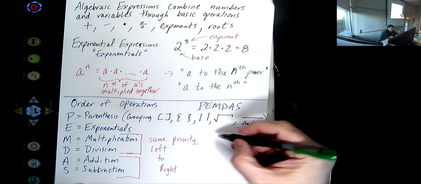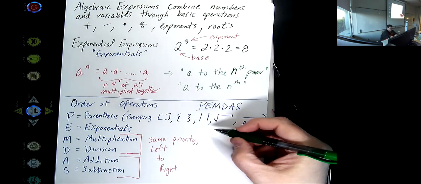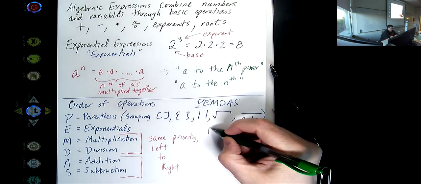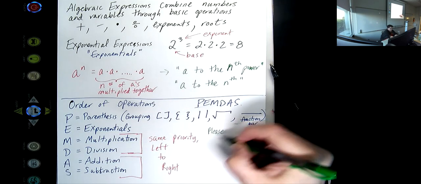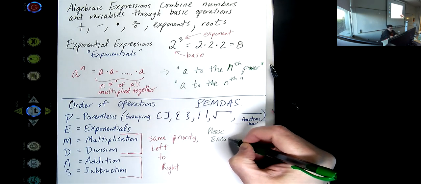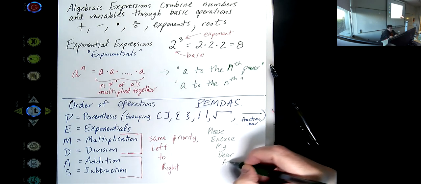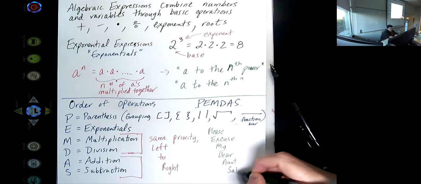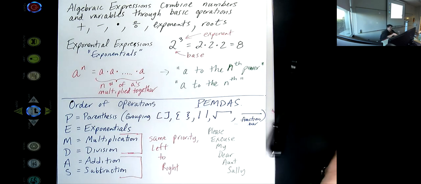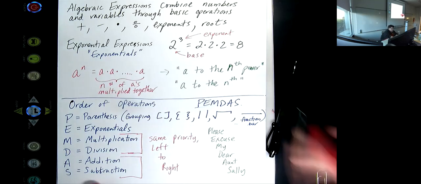Now, what a lot of teachers and a lot of books teach is the mnemonic to remember it: Please excuse my dear Aunt Sally. That's the memory thing to remember PEMDAS. That is not what I use.